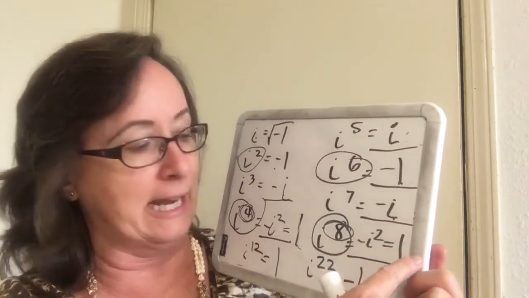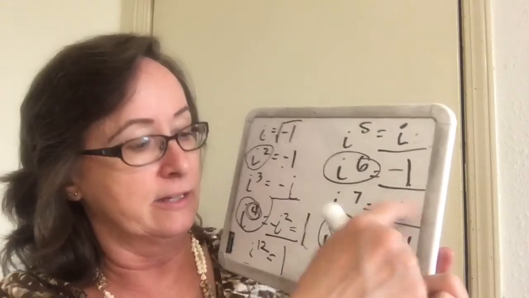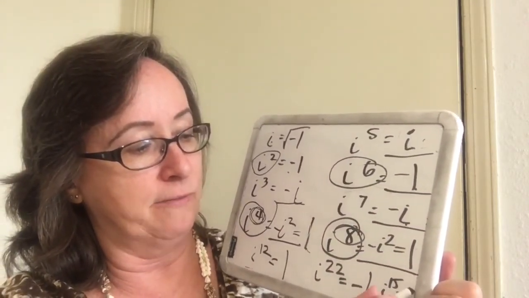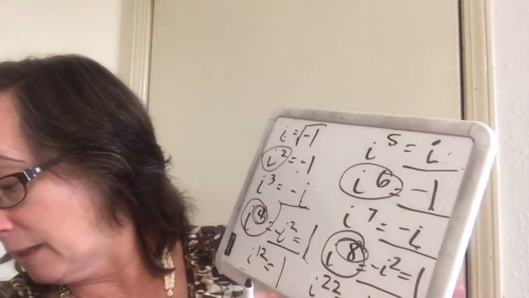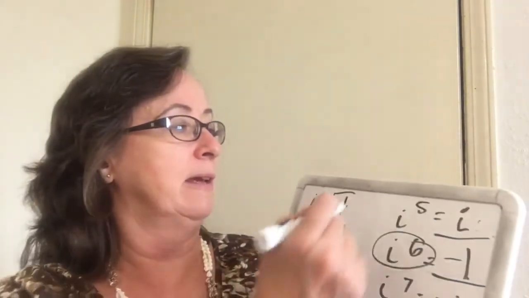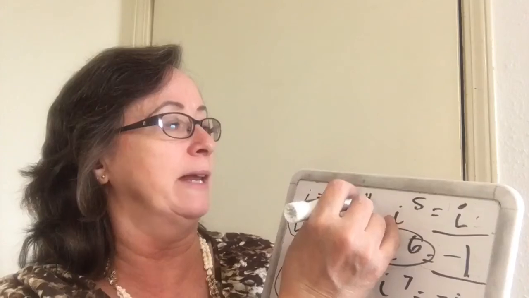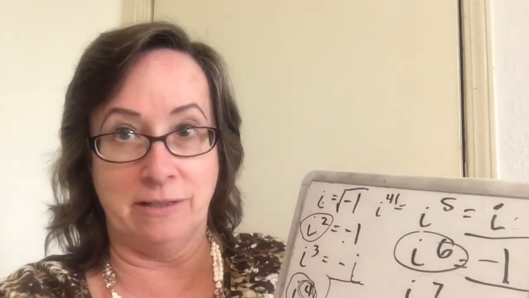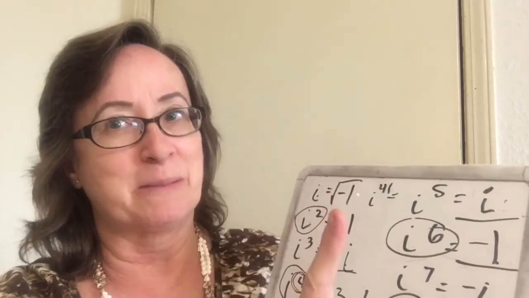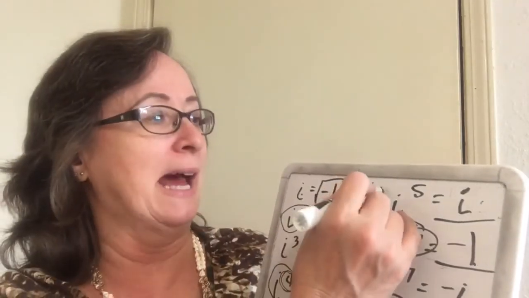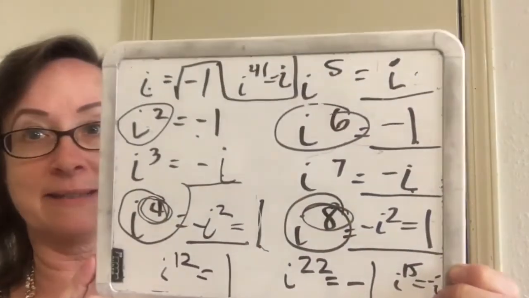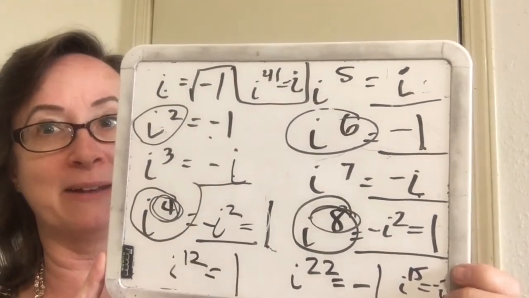The next power will be 17, so it's going to be i. Let's do i to the 18: it's the third one in the sequence, so it's going to be a negative 1. And the last one is i to the 41. i to the 41 is odd, but it's right after a multiple of 4, so it's going to be i, because it's the start of a new sequence. And it's a really cool pattern.